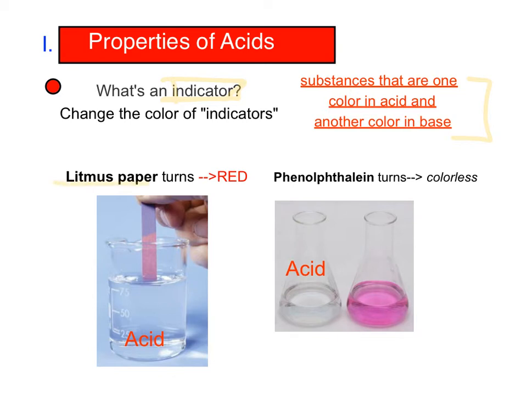One of them that you'll eventually see in lab is called litmus paper. It's a piece of paper, and if you dip it into something that's acidic, the paper is going to turn red. And if the paper was red, it would stay red. Another type of indicator that you've actually already experienced in lab last semester was phenolphthalein. And so you would drop a few drops in, and if it's acidic, the solution would stay clear. And then we're jumping ahead, but if it was basic, it would turn that pink color.